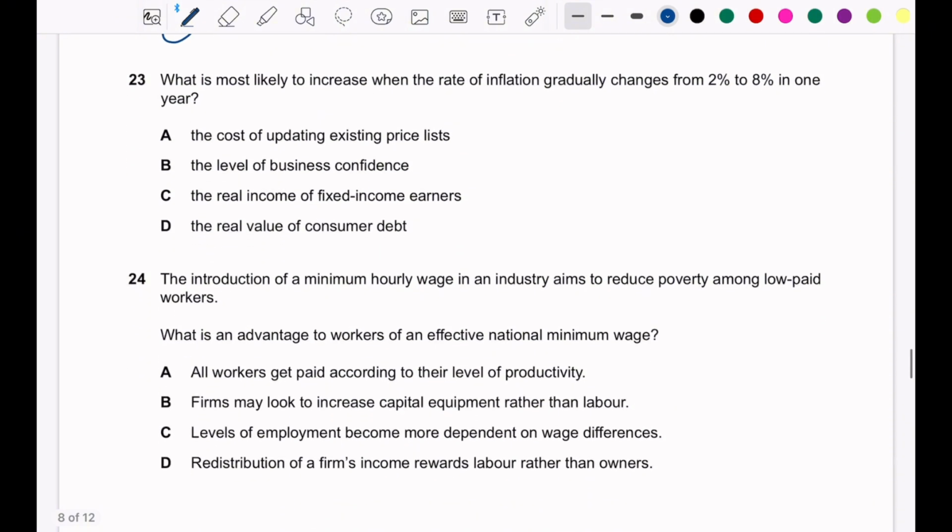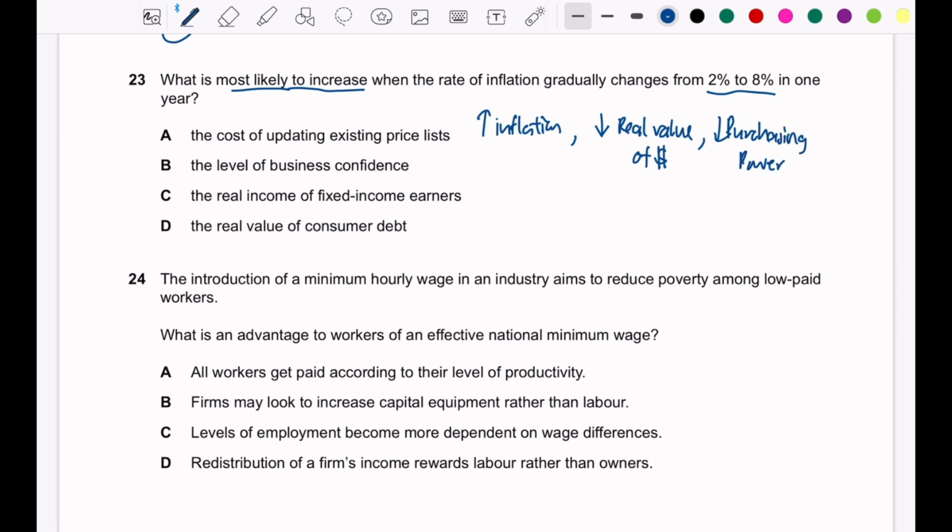Okay, 23. What is most likely to increase when the rate of inflation gradually changes from 2% to 8% in 1 year? When the inflation rate increases, what will happen? The real value of the money will go down. And purchasing power will also go down. So, A. The cost of updating existing price lists. Yes, of course, inflation, everything becomes so expensive. So A is correct.